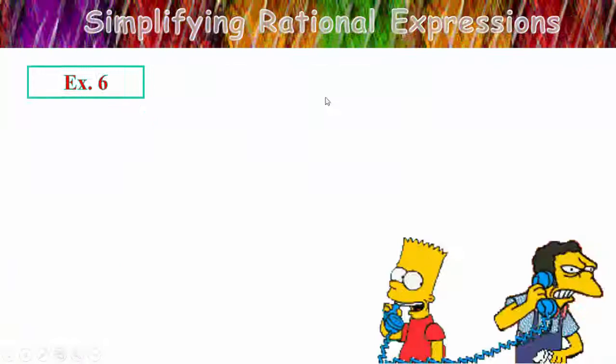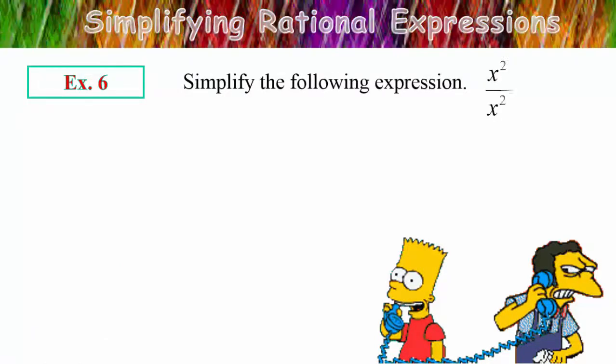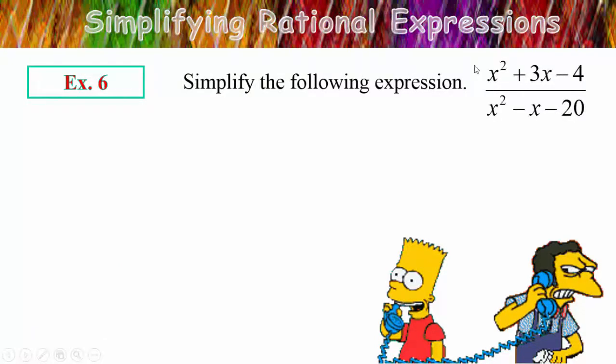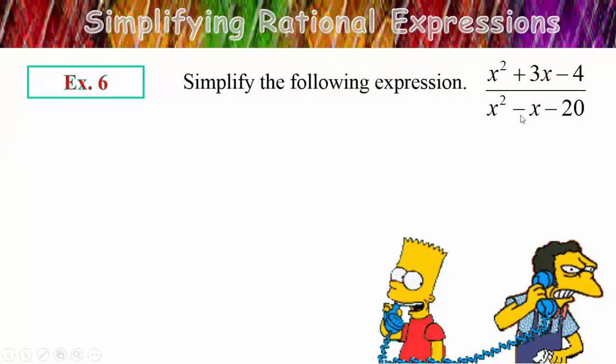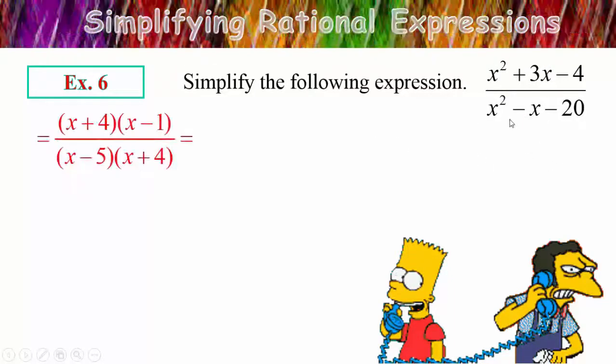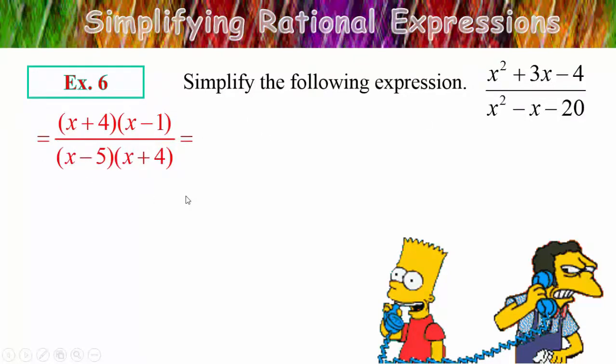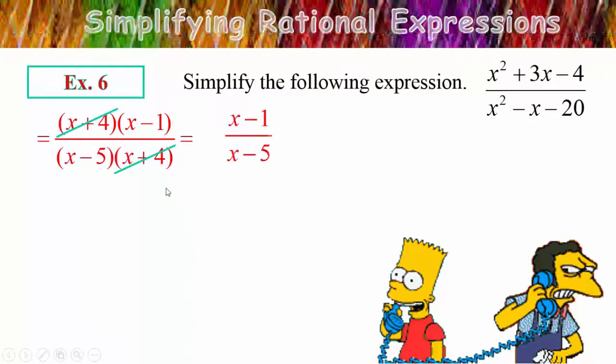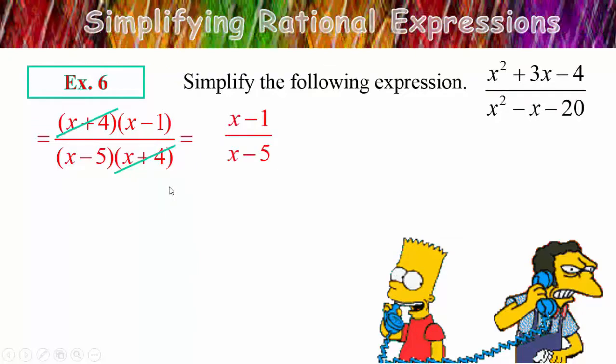In example number 6, we're going to look at this expression. As you see, here we have a trinomial on top and a trinomial on bottom. So we want to factor those two. We factor the top and the bottom to see if anything cancels out. And indeed, the x plus 4 cancels. And then we have as our final answer x minus 1 over x minus 5.